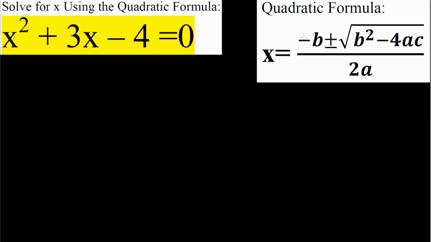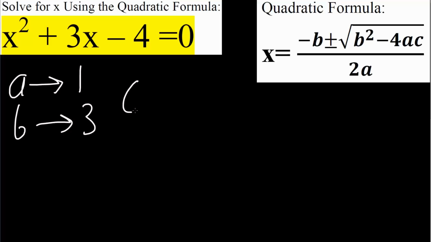x would equal minus b plus or minus the square root of b squared minus 4 times a times c, divided by 2a. Our a value in this problem would be 1, the number here. Since we don't have a number, it's simply 1. Our b value would be this number right here, so that's going to be 3. And our c value would be this value right here, and also the negative, so negative 4. And now we simply plug in these numbers for our equation to solve for x.